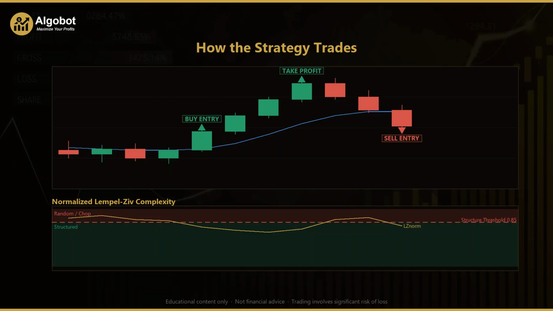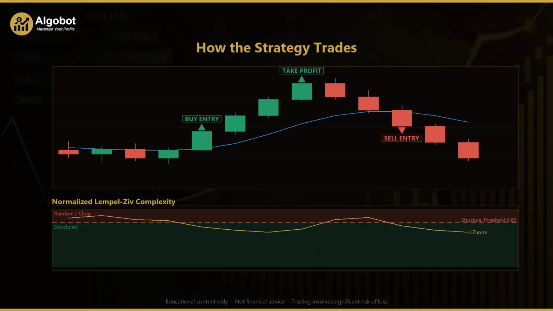Now the character of the market changes again. After the peak, price rolls over, the first couple of bars are choppy, and the complexity line pops back above the threshold into the random zone. Once more the strategy stands aside, refusing to guess in the noise. Watch the sell setup develop.